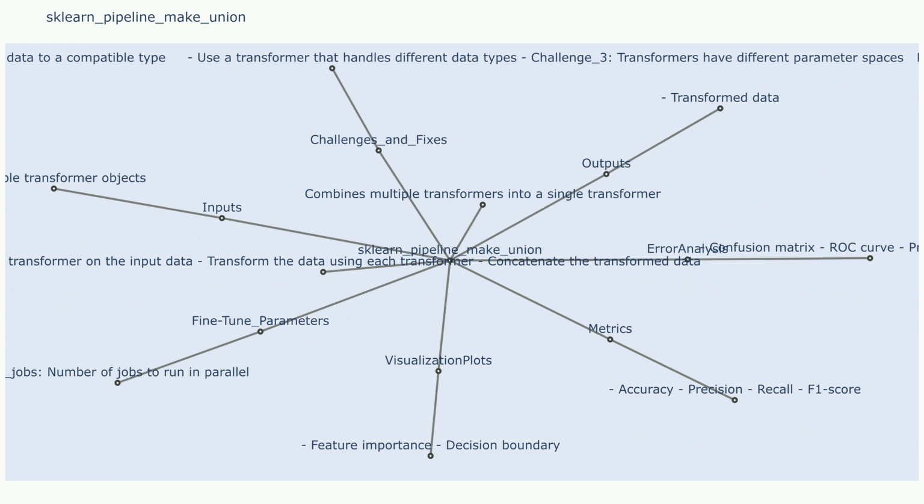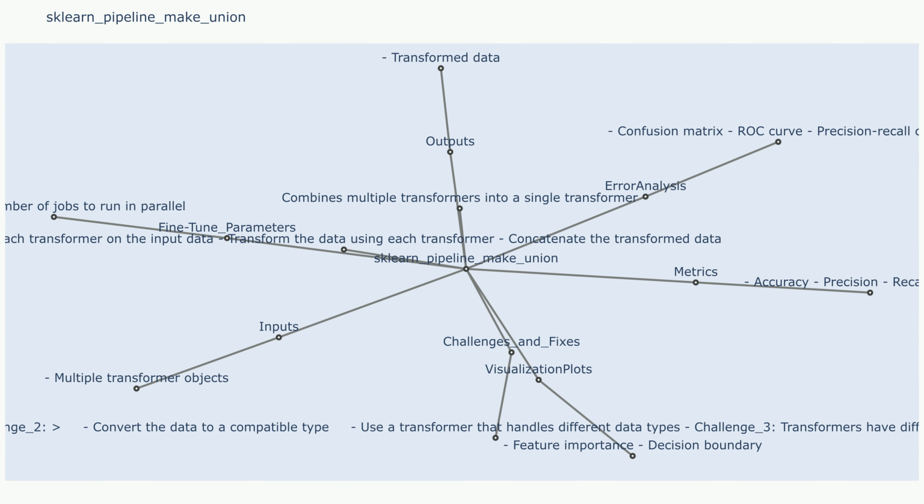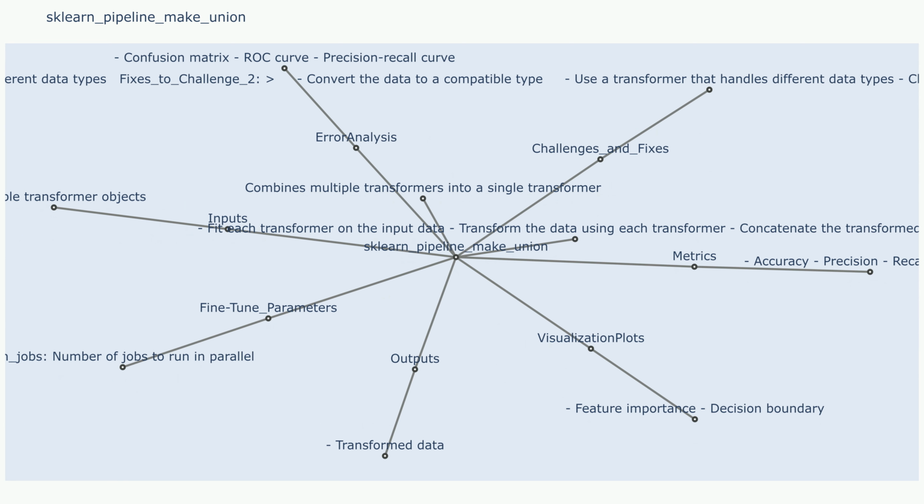Uncertainty methods. Uncertainty method 1. None. Make_union is a transformer and doesn't provide any built-in uncertainty quantification methods. You might use uncertainty methods on the final estimator or on the transformed data separately. Uncertainty method 2. None. Not applicable.